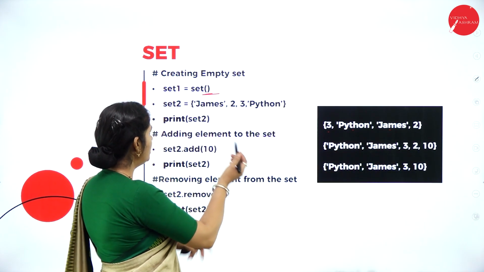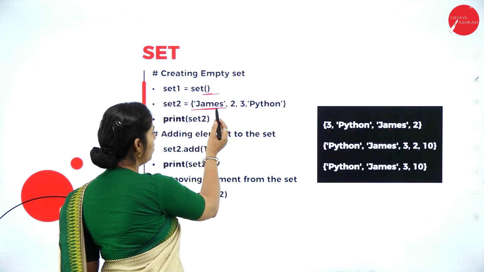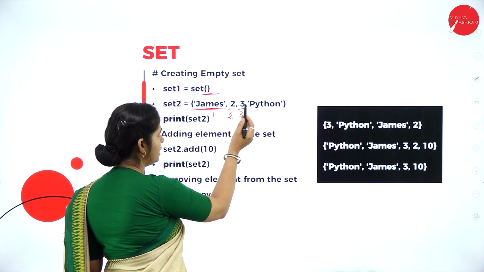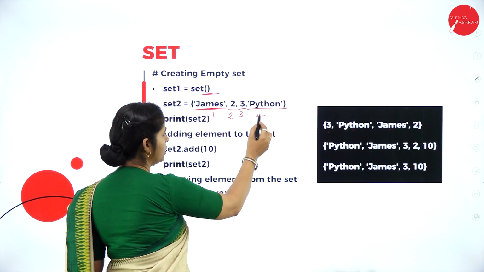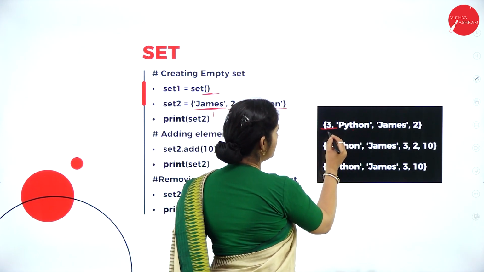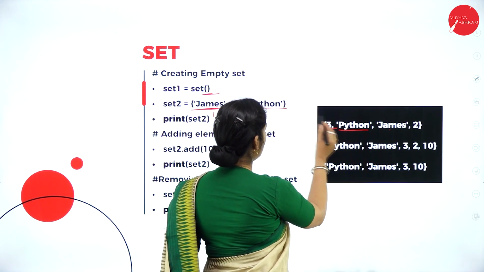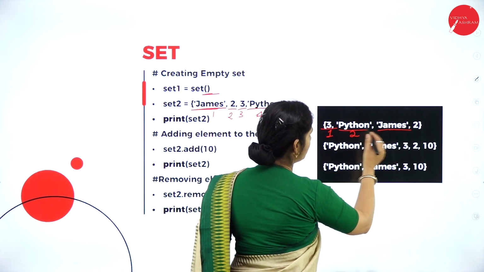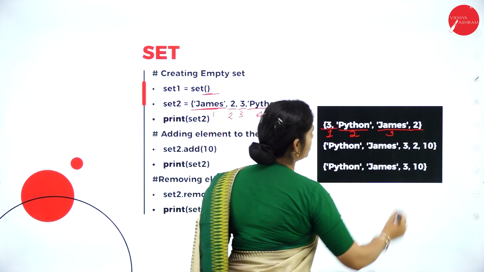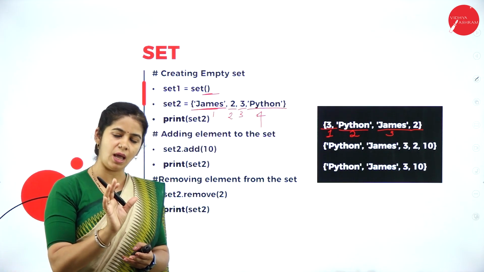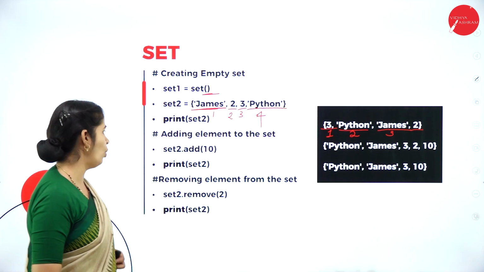It is not in the same sequence. Here we have given James as position 1, 2 as position 2, 3 as position 3 and Python as position 4. But in the output, the 3 is at the first position, whichever was at the fourth position is at the second position, and whichever was at the first position is at the third position, like this. This is unordered. It will give the same values but not in an ordered format.